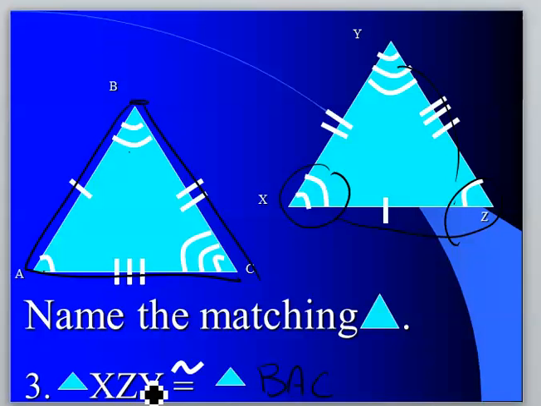Okay, let's check. Y is the last letter. Y has 3 arcs on the angle. C is the last letter. C has 3 arcs. The first 2 letters XZ, XZ has a single slash. The first 2 letters BA, BA has a single slash. So check for those corresponding parts. Make sure you have the correct congruence statement.